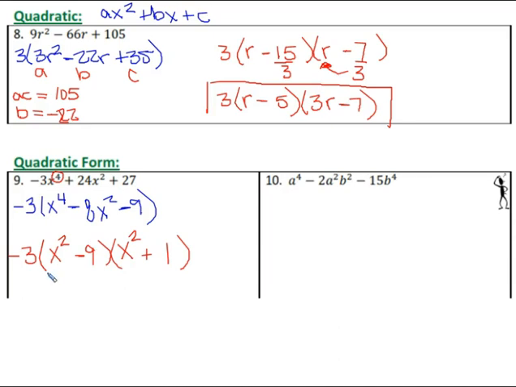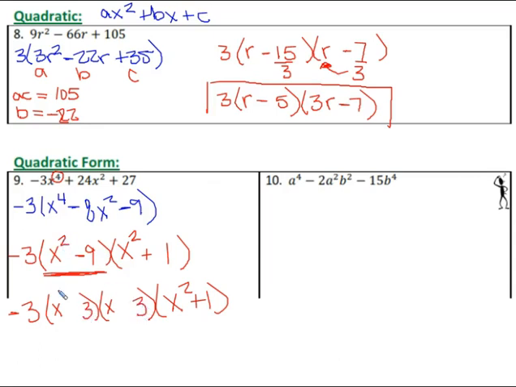Now we've got to be careful, because notice how this factor is a difference of squares. X squared is a perfect square and so is 9. So this factor can be taken further. Let's think about it. Our last one can't be because it's not a difference. It is a sum of squares. The perfect square of x squared is x, and the perfect square of 9 is 3.